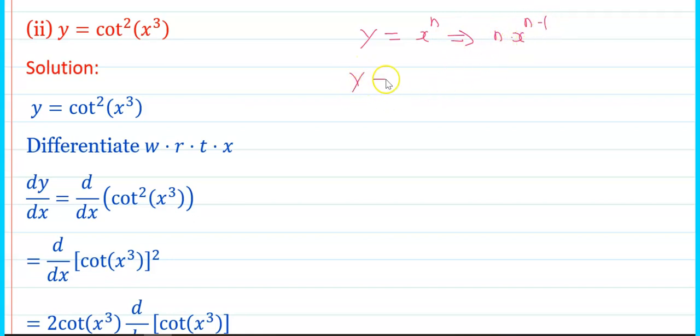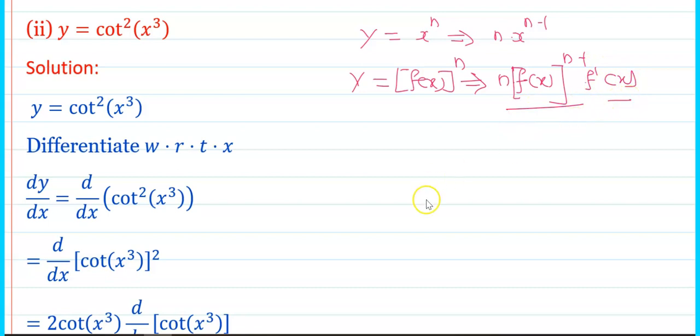But suppose that here y is equal to f of x raised to n, here we consider the power. Then what is its derivative? Its derivative is, first find the derivative of the power, f of x raised to n minus 1, into the derivative of this f of x, which is f dash of x. We are going to do a similar thing here.